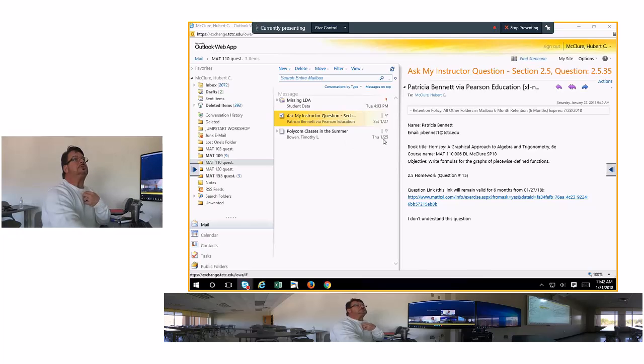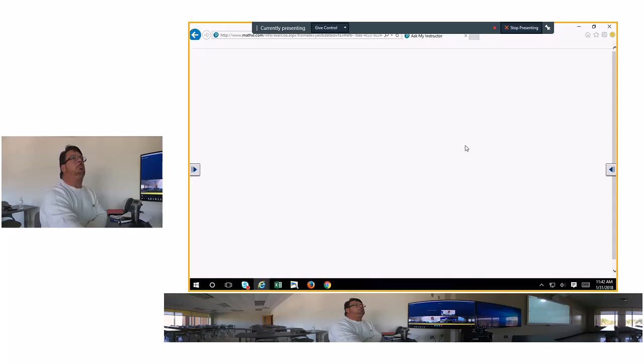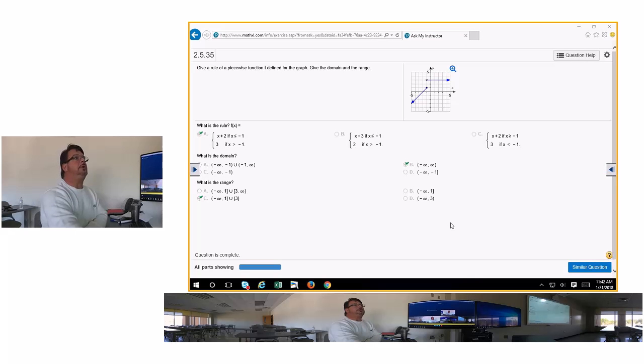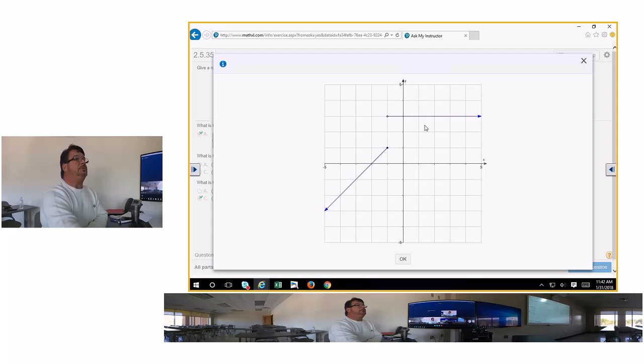Okay, this question is from section 2.5, number 35/15. So this is like number 35 in the book, number 15 online, and it's coming from section 2.5. Probably, yep, domain and range. Basically, we're talking about this piecewise function.